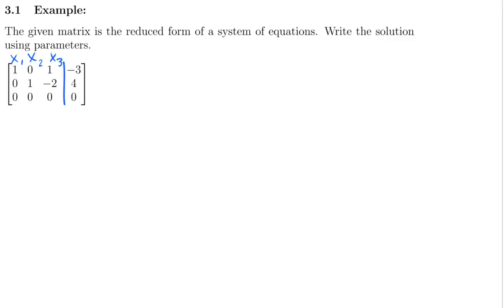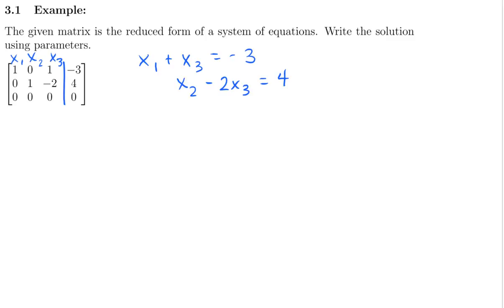So the first row tells us that x1 plus 0x2, so we don't need to include that, plus x3 is equal to negative 3. The second row tells us that x2 minus 2x3 is equal to 4. So notice that we could solve for the variable x1, and we could solve for the variable x2 in terms of the variable x3.